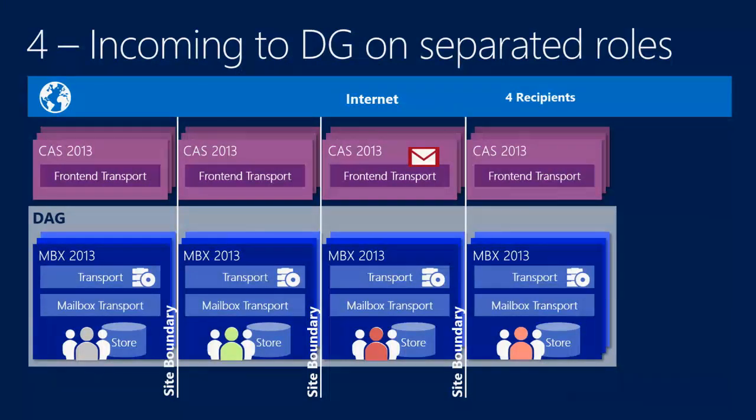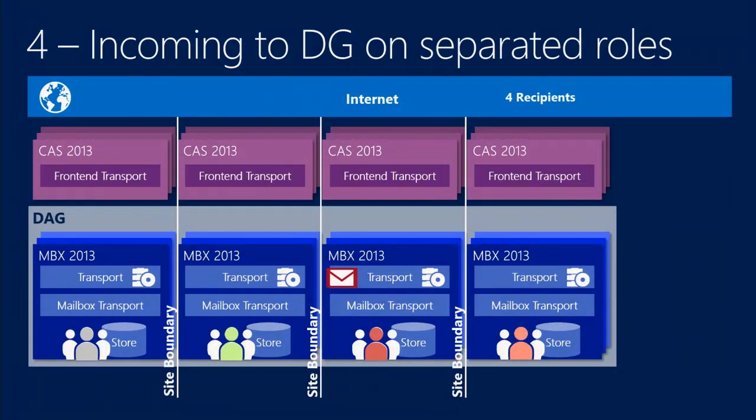The front-end transport service receives that message. It's going to see that we have multiple recipients. Those recipients are mailboxes. It's going to say, I need to deliver this to a delivery group. Let's see if I can deliver it to the routable DAG. In this case, I can. I'm going to choose to deliver this message to the transport service that is local to me. So it goes to the transport service within Site 3.